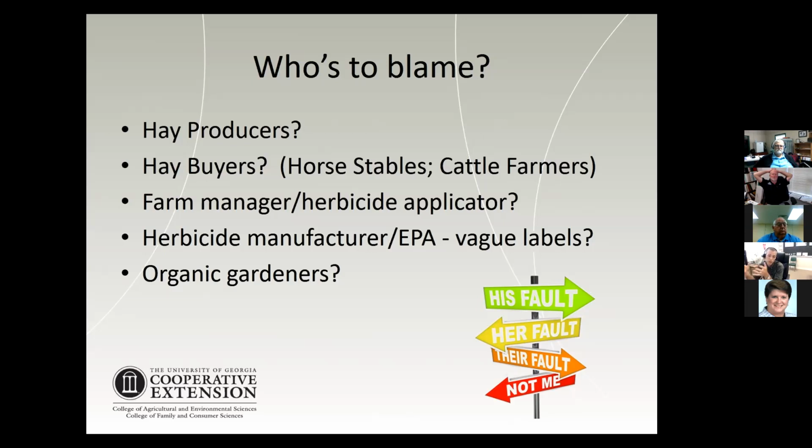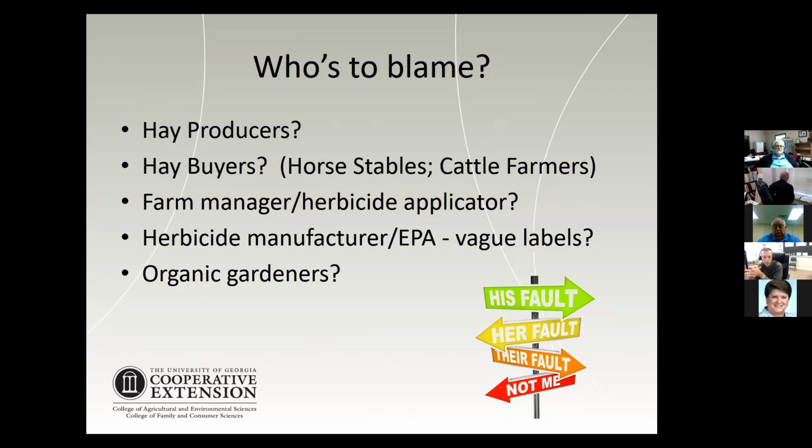And you could even blame EPA or the herbicide manufacturer. Are the labels too vague? Do they not spell it out for you? Again, they try to put it in several parts on the label, but how many people actually take the time to read that label and understand the concern there?